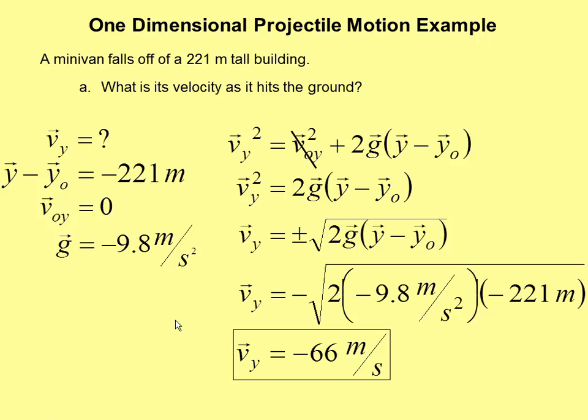Now, since the conversion factor is about 2.2 to get to miles per hour from meters per second, you're talking a good 145 miles an hour downward when it hits the ground. So that's pretty darn fast. That's going to hurt.